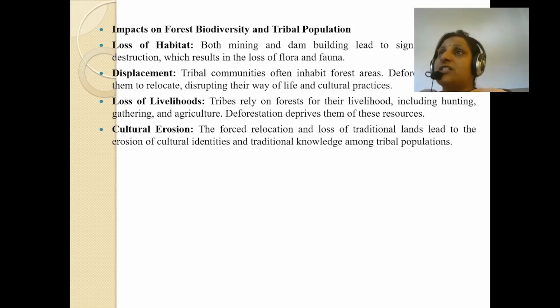Tribes rely on forests for their livelihood, including hunting, gathering, and agriculture. Deforestation makes them deprived of all those resources. They have to strive for their livelihood.